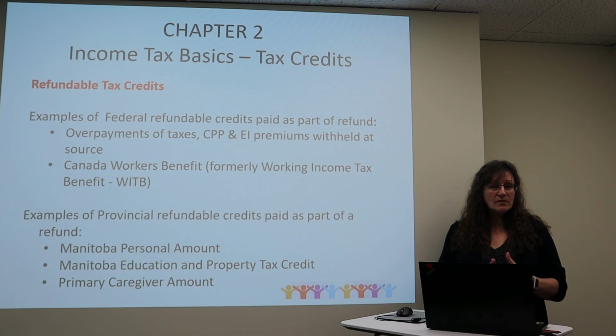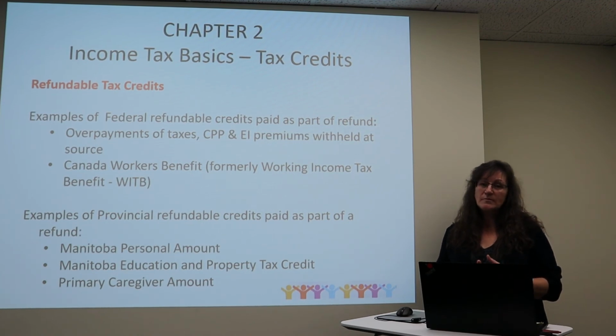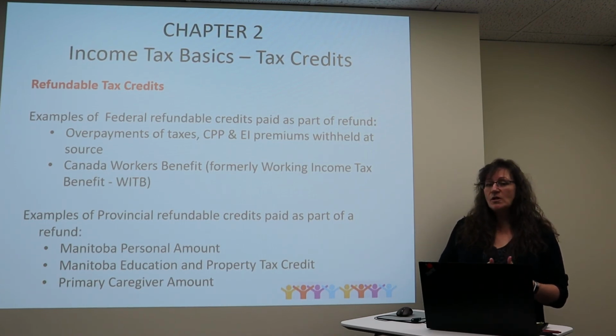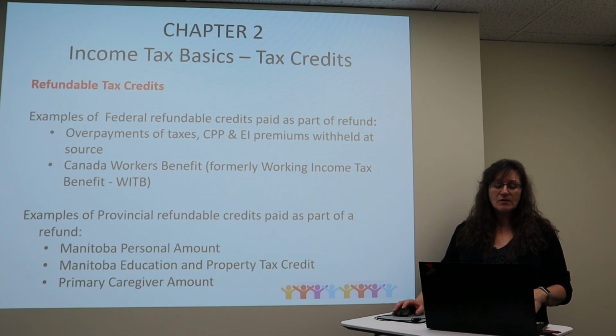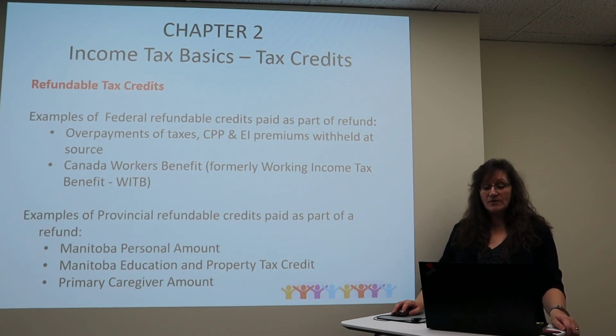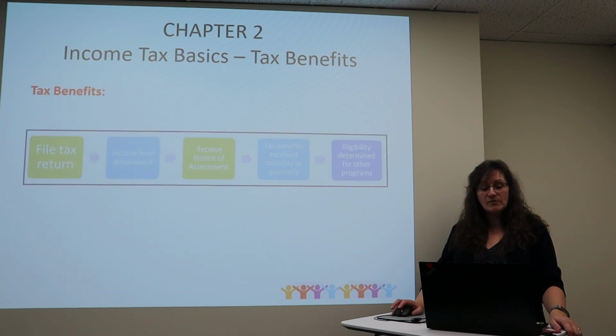The most common ones that we see are the Manitoba Personal Amount, the Manitoba Education Property Tax Credit, and the Primary Caregiver Amount. It is not uncommon to hear a client come in and say, as they are doing their tax return, I'm here to get my cost of living and my rent credit. What they are really meaning is the personal amount, which is often known as the cost of living credit, and the Education Property Tax Credit, which is also known by some as the rent credit. So that's part of what we would help people to get when we're doing their returns.